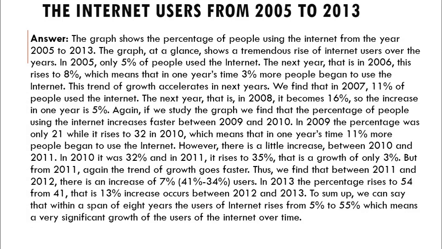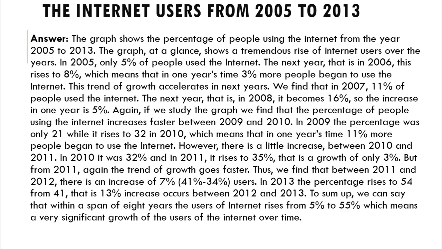So the answer is, the graph shows the percentage of people using the internet from the year 2005 to 2013. The graph at a glance shows a tremendous rise of internet users over the years. In 2005, only 5% of people used the internet. The next year, this is in 2006. This rises to 8%, which means that in 1 year's time, 3% more people begin to use the internet.